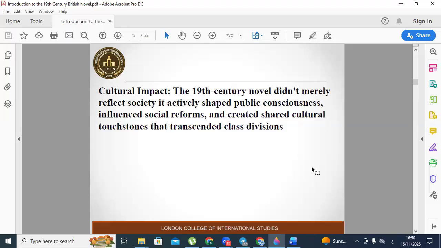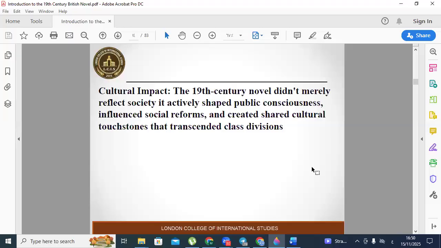This cultural influence worked across class divisions in ways few other institutions could. The wealthy and the poor might not attend the same churches or schools, might not work in the same places or live in the same neighborhoods, but they read the same novels. This created a shared imaginative culture that was crucial to maintaining social cohesion despite profound inequalities.